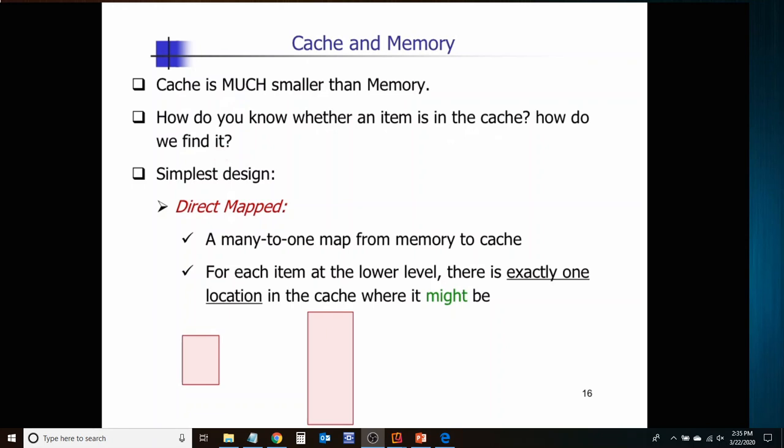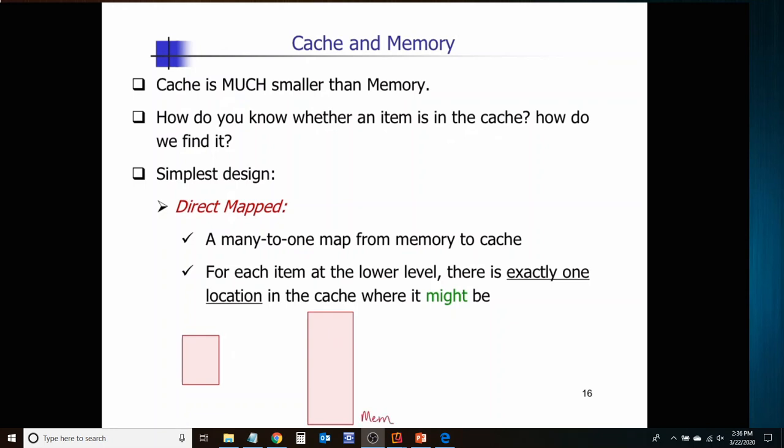So we need some sort of a mapping technique. I hope you see the problem. We have a very small cache and we have a very large memory. If we need to bring things from the memory to the cache, we cannot bring the entire memory into the cache because of the size difference. So we would need to bring things one at a time. What we are going to do is establish a many-to-one mapping from the memory into the cache. Let me just write this.